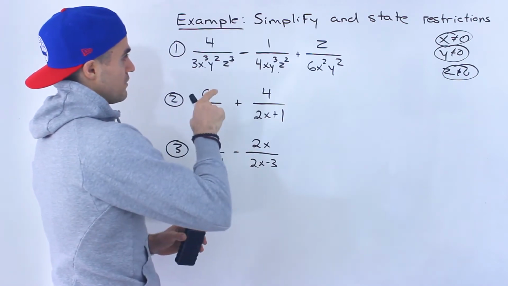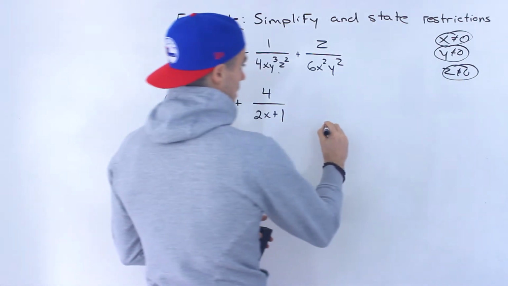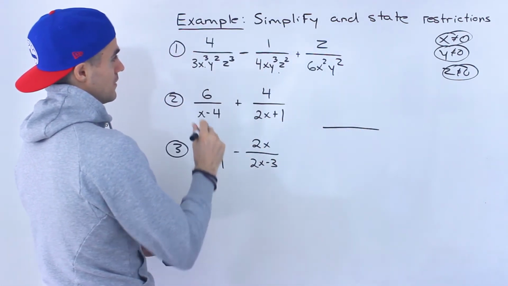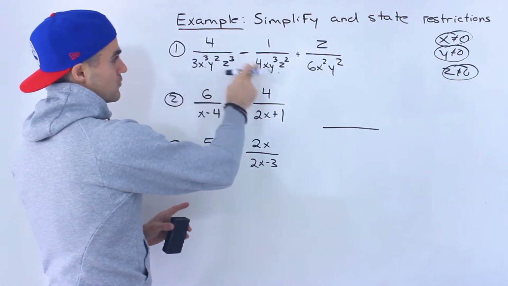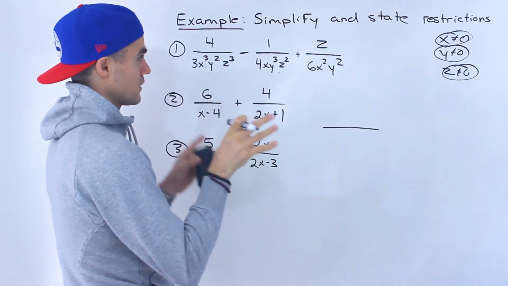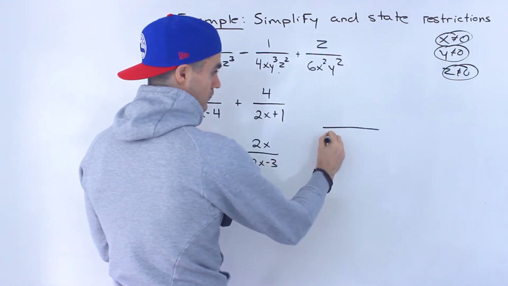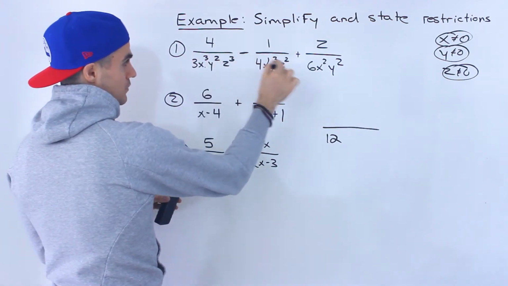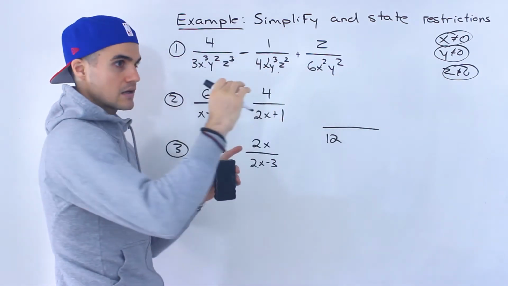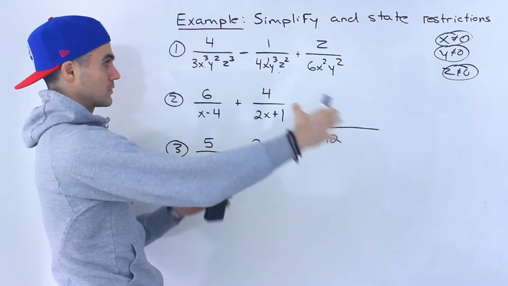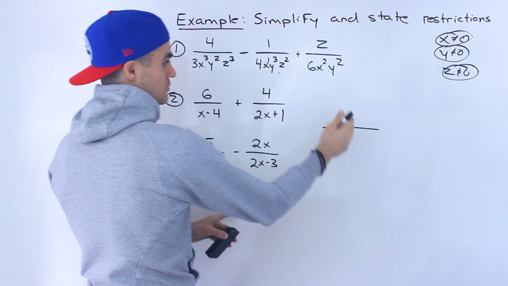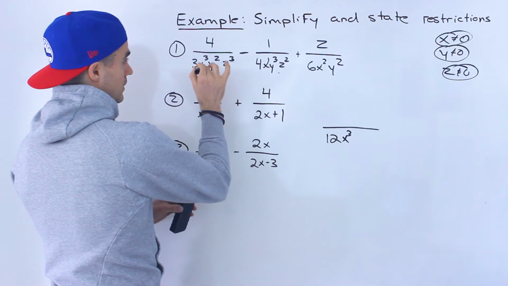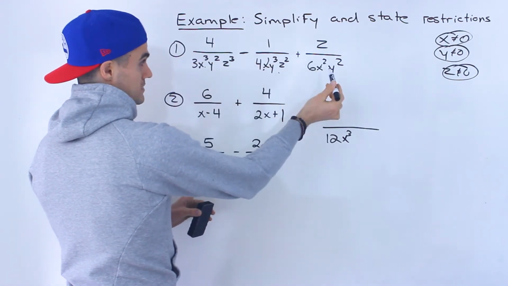So with this one in particular, what's the lowest common denominator going to be? Let's look at the numbers first. We've got 3, 4, and 6. What's the lowest common denominator between those three numbers? It's 12. Now, what's the lowest common denominator between x to the 3, x to the 1, and x to the 2? It's always going to be the highest exponent. The highest exponent between 3, 1, and 2 is 3. So x to the 3 is the lowest common denominator between x to the 3, x to the 1, x to the 2.